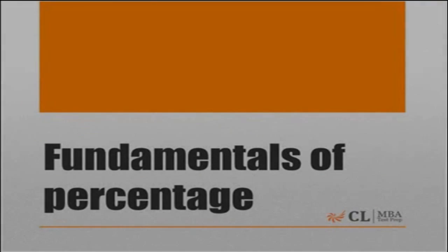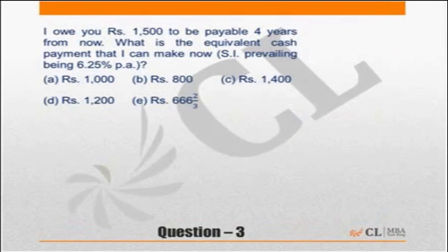The first exercise is what? Question number 3, exercise 3. I owe you rupees 1500 payable 4 years from now. What is the equivalent cash payment that I can make now? Simple interest prevailing at 6.25% per annum.